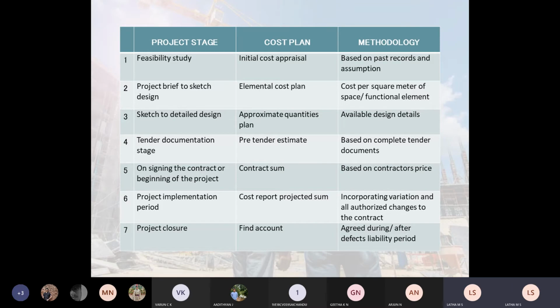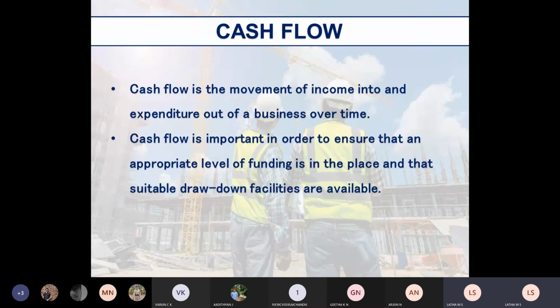Project stage is telling feasibility study, project brief to design, contract sum based on contract pieces. Okay, not much related to your topic. Yes, this is the cash flow. Cash flow is a movement of income into and expenditure out of business over time.